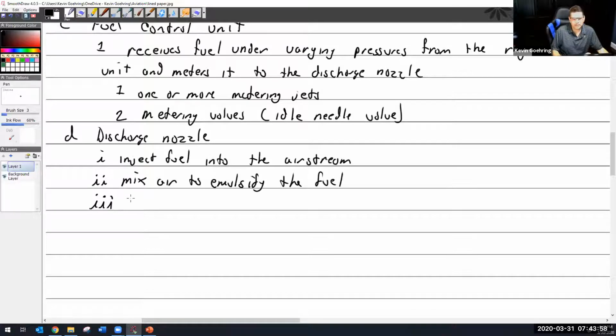So it is a form of a pressure relief valve.